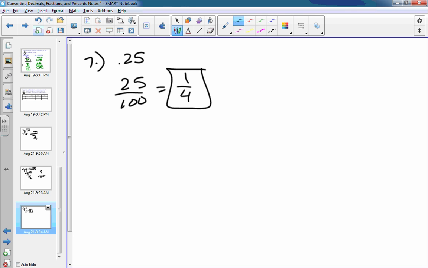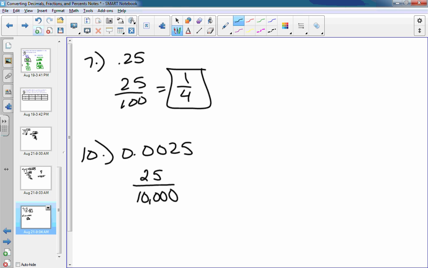Because there's going to come a time when you're like, holy crap, I don't know how to do that problem, and I need to remember the place value. For example, number 10, 0.0025. Y'all don't know that off the top of your head, do you? So I need you to remember to do the place value. So what place value is this first 0 right here after the decimal? Tenths. 10,000. So this is 25 over 10,000, right?